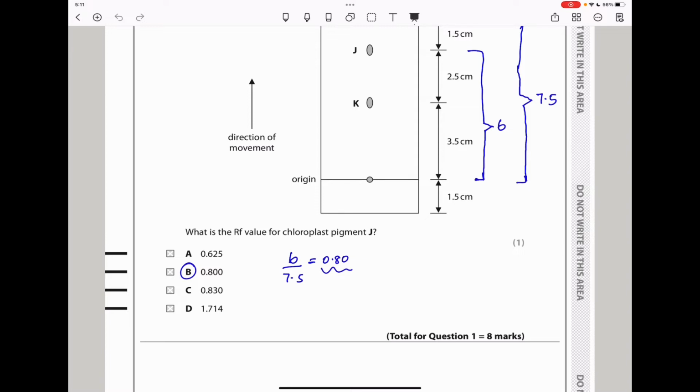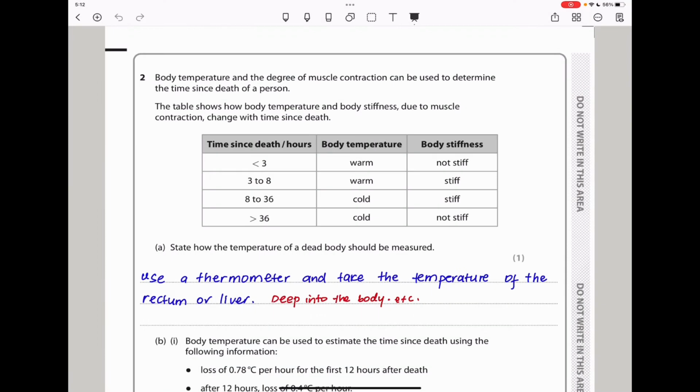This brings us to the end of question 1. Let us go to question 2. Body temperature and the degree of muscle contraction can be used to determine the time since death of a person. The table shows how body temperature and body stiffness due to muscle contraction change with time since death.